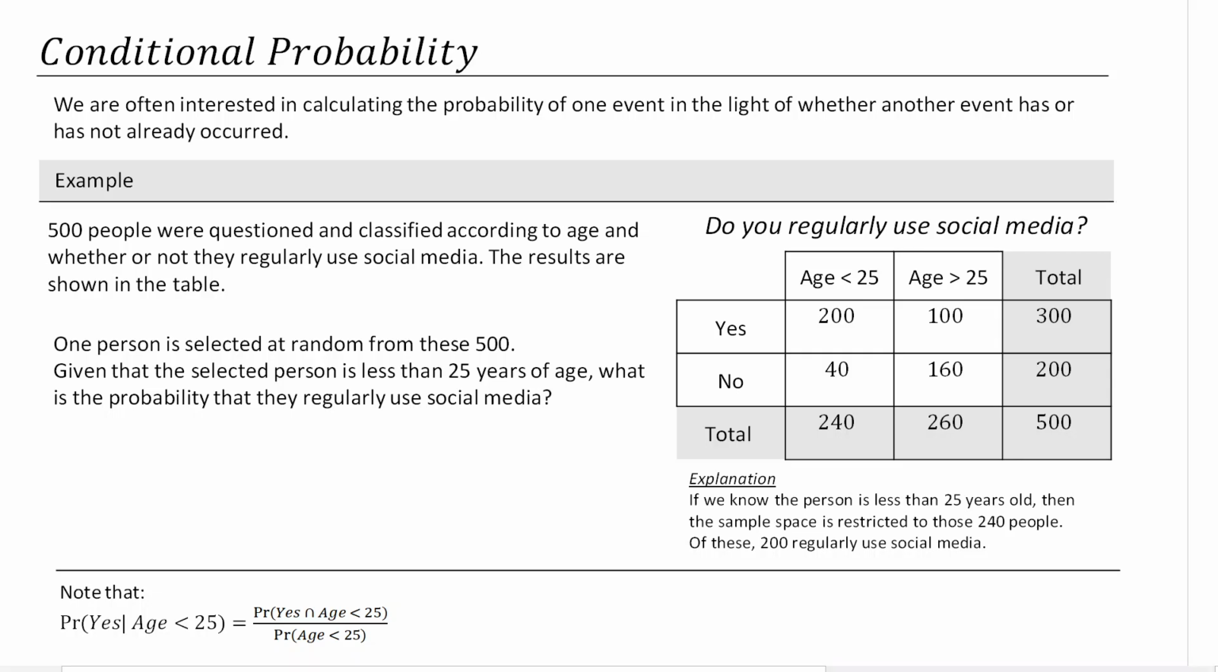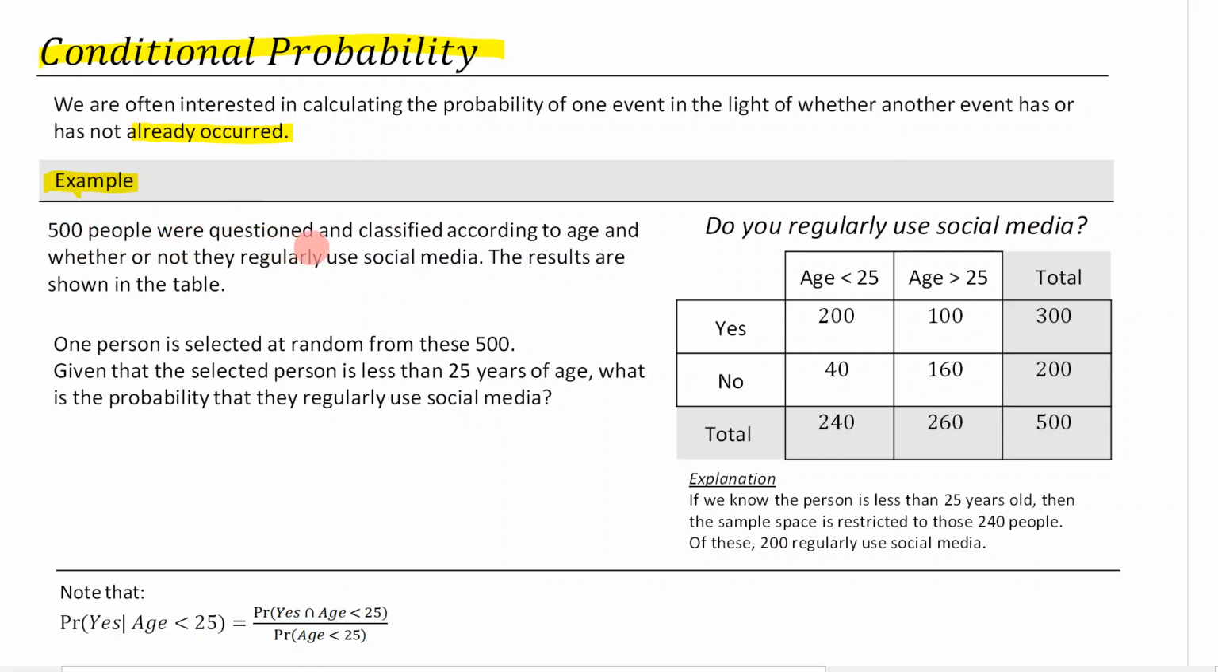Welcome. So in this lesson, we're going to be talking about conditional probability. We're often interested in calculating the probability of one event in light of whether another event has or has not already occurred. In learning about conditional probability, I think it's useful to begin with an example and then go through a formal definition. So let's go through this example here.